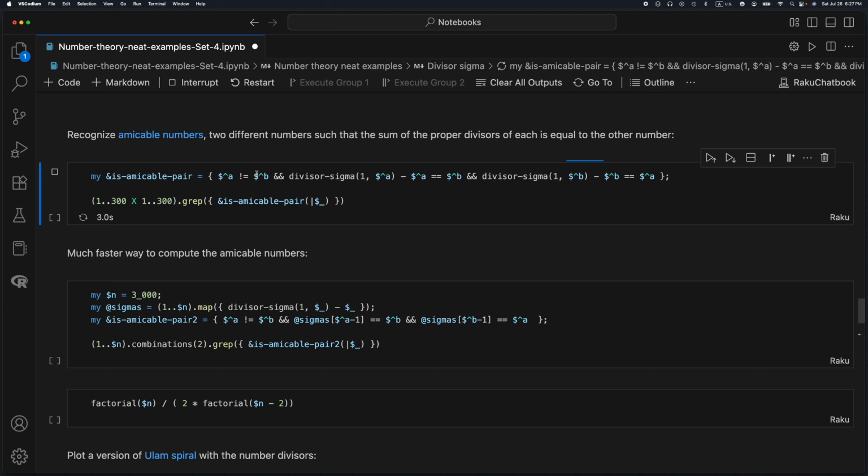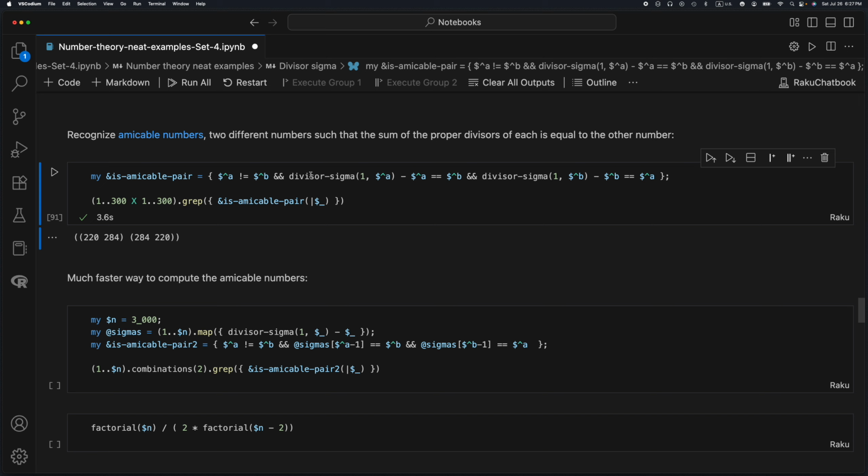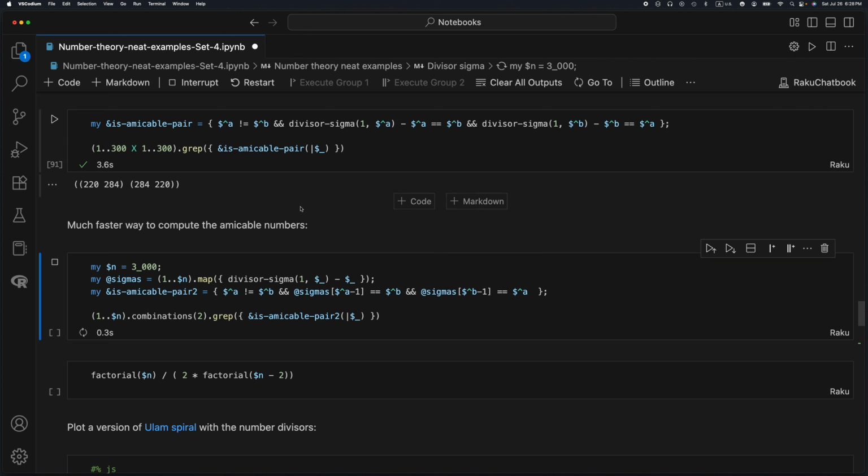Here we find the so-called amicable numbers, pairs of amicable numbers. These are two different numbers in which the sum of the proper divisors of one of them equals the other number. So the sum of the proper divisors of 220 equals 284, and the other way around. There's a faster way of doing this.